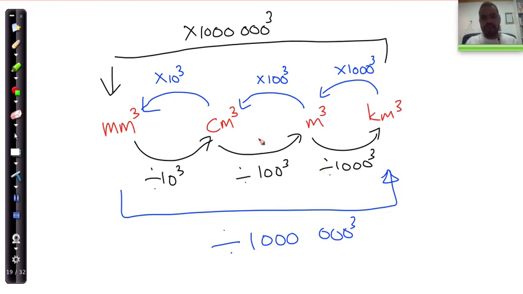Very importantly to note that when we are working with volumes, we don't just divide or multiply by the powers of 10, but we actually have to cube that as well. So if I go from kilometers cubed to meters cubed, I need to multiply by 1000 cubed, right? And from meters cubed to centimeters cubed, multiply by 100 cubed, etc.